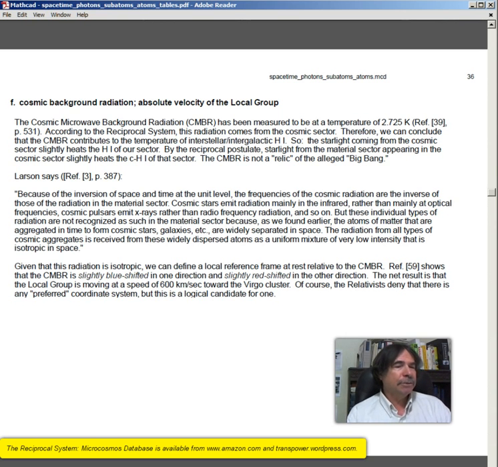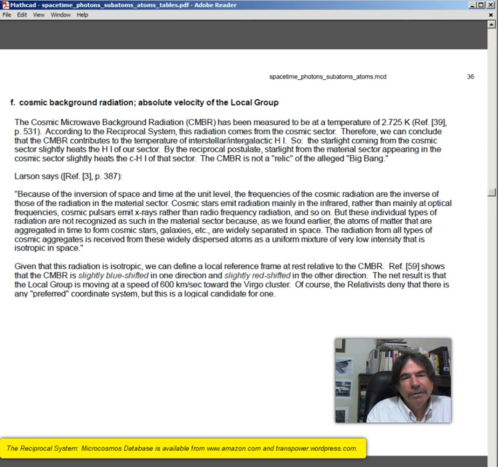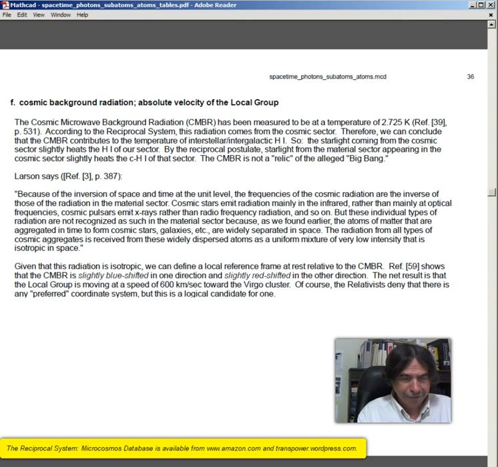Larson says, reference 3, page 387, because of the inversion of space and time at the unit level, the frequencies of the cosmic radiation are the inverse of those of the radiation in the material sector. Cosmic stars emit radiation mainly in the infrared rather than mainly at optical frequencies. Cosmic pulsars emit X-rays rather than radio frequency radiation, and so on.